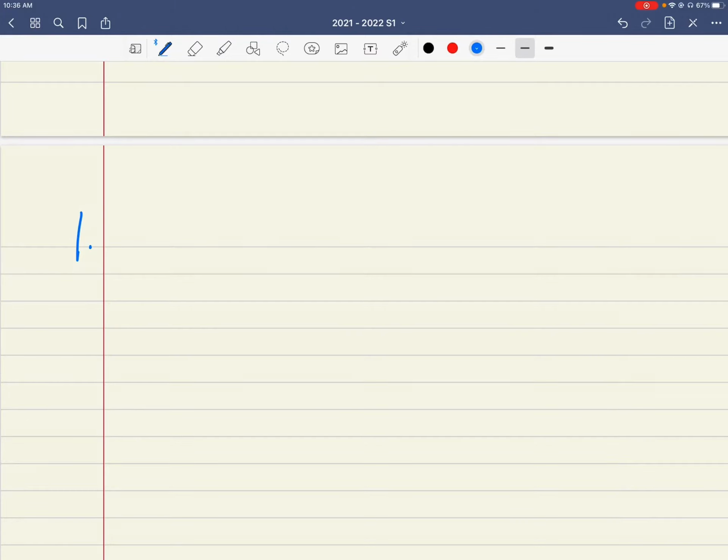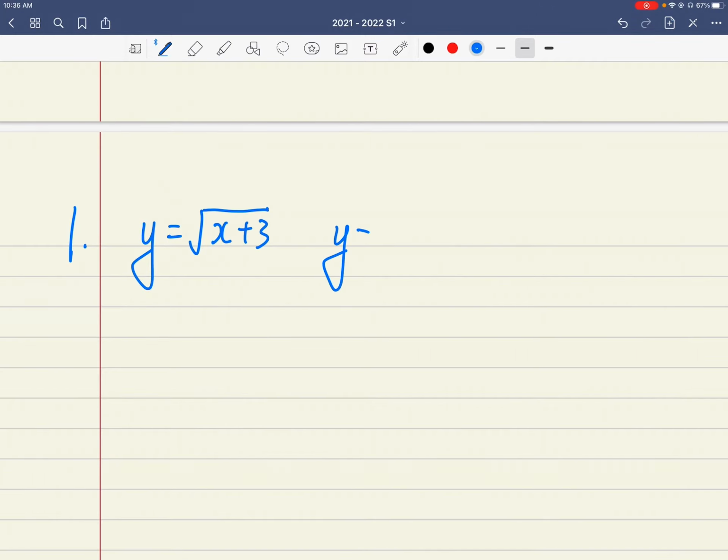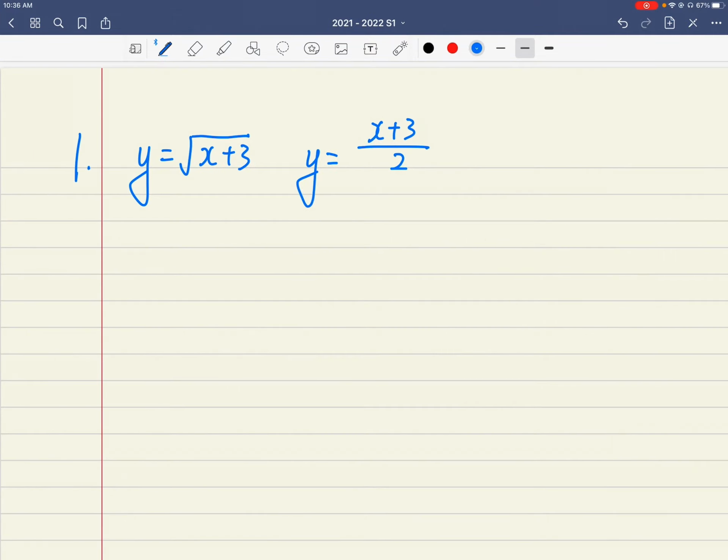The first question: find the area A of the region bounded between the curve y equals the square root of x plus 3, and y equals (x plus 3) over 2. The question already draws the graph for you.